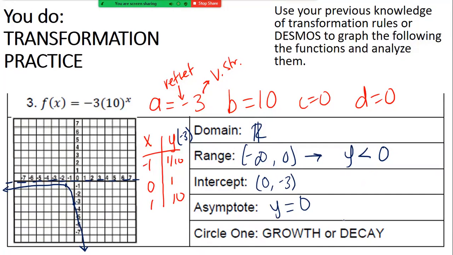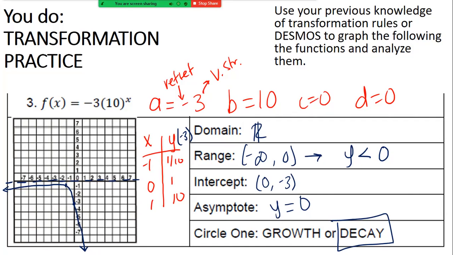Now this is a tricky one. We thought it was going to be a growth because of our B value, right? But what changed it? The reflection. So it went from being a growth to being a decay. Okay, that reflection affected our B value rule.